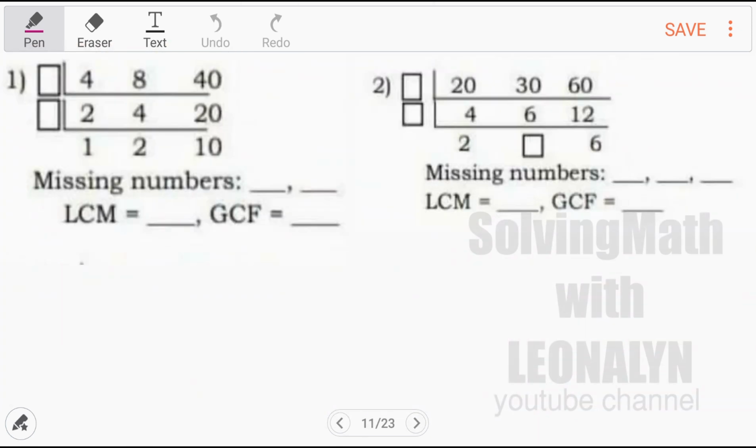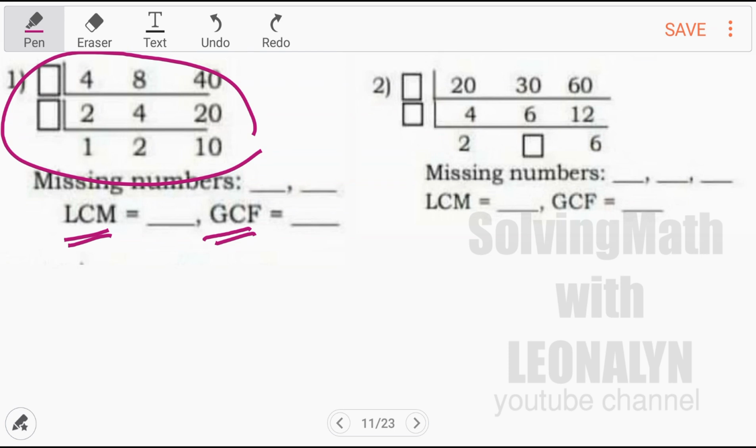Number 1. Let's find the missing numbers first. Pero intindihin muna natin yung mismong given. Isa sa tanong dito ay hanapin natin yung least common multiple at greatest common factor. Ito na yung solution para mahanap natin yung LCM at GCF. In other words, the question here is, what is the LCM and GCF of these numbers 4, 8, 40?